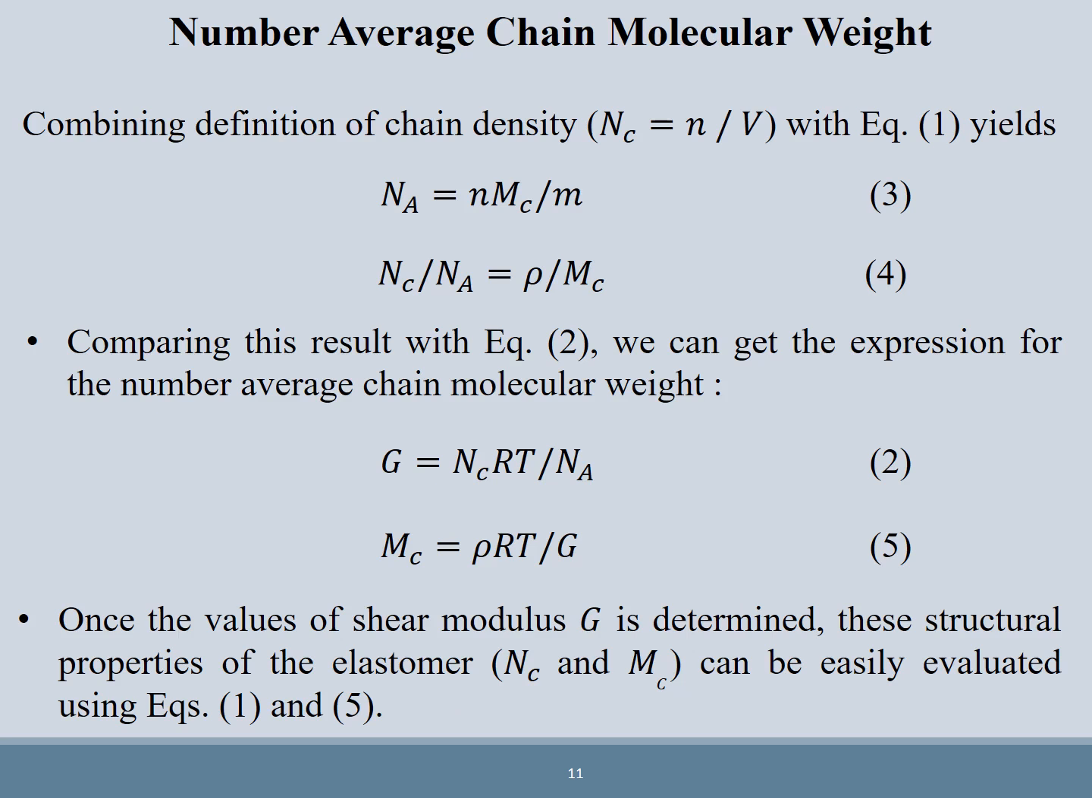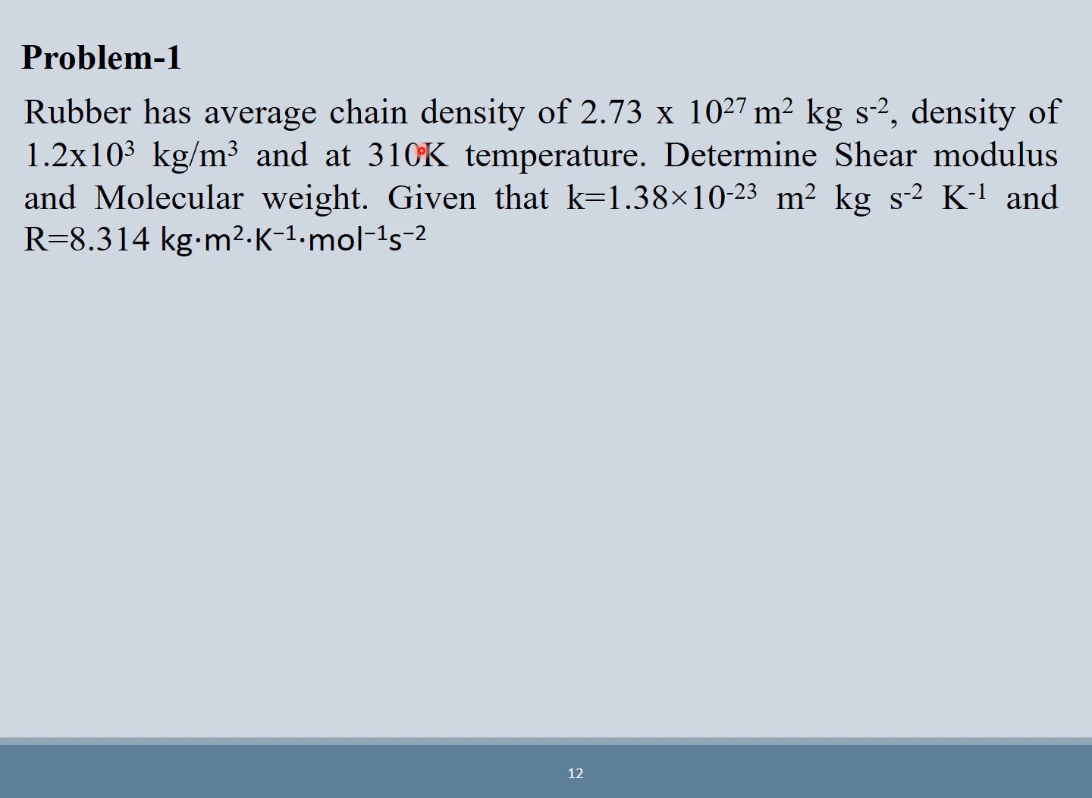Now I hope you understand the derivation of molecular weight. Now we'll solve one numerical. Rubber has an average chain density of 2.73 times 10 to the 27 per cubic meter, and a density of 1.2 times 10 to the 3 kilogram per meter cube. Rho is given, Nc is given, and the temperature of 310 Kelvin is given. Now determine the shear modulus and molecular weight.